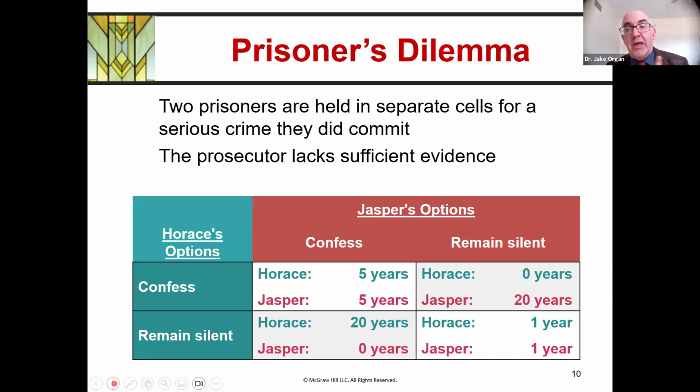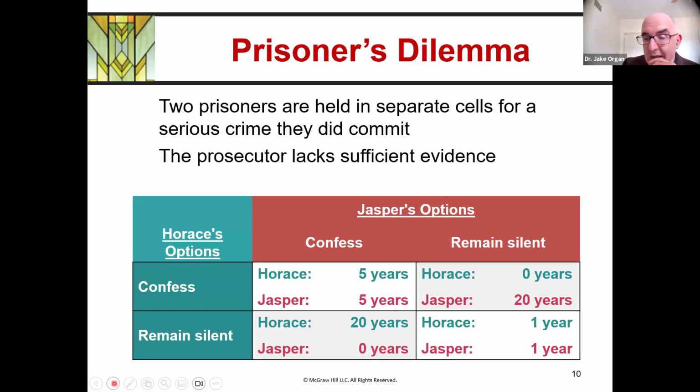Generally, it's better if you both remain silent. But there's a temptation, isn't it? Because Horace is sitting there thinking that Jasper is going to dob me in. He's going to confess. So if I confess, at least I won't get 20 years. Because if I remain silent and Jasper confesses, I'm going to get 20 years.